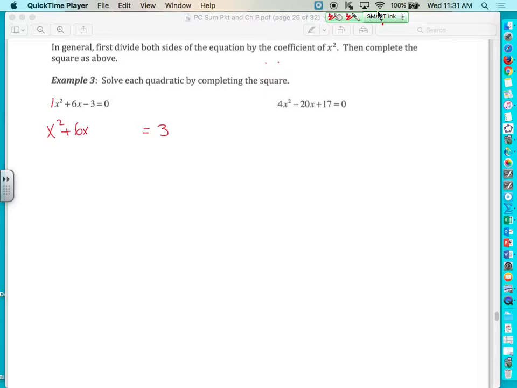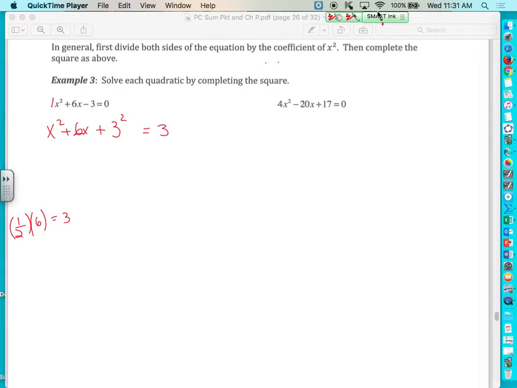So the next step for completing the square, since x squared is a 1x squared, you're going to look at this middle term's coefficient, the coefficient of x, which is 6. So the number that we're going to add that's going to force this thing to be a perfect square is going to be half that number. So half of 6, and then we're going to square that. So half of 6 is 3, so we're going to add 3 squared.